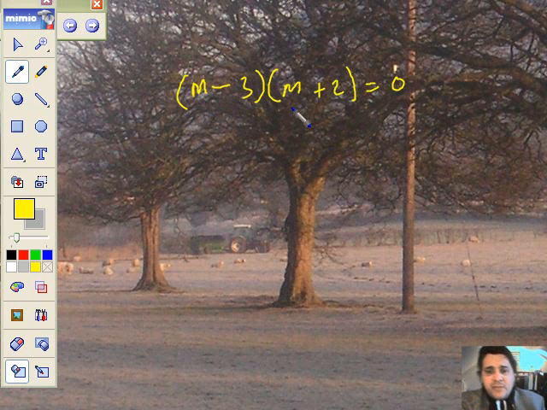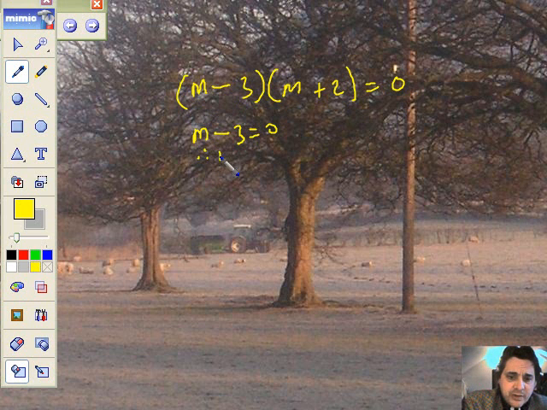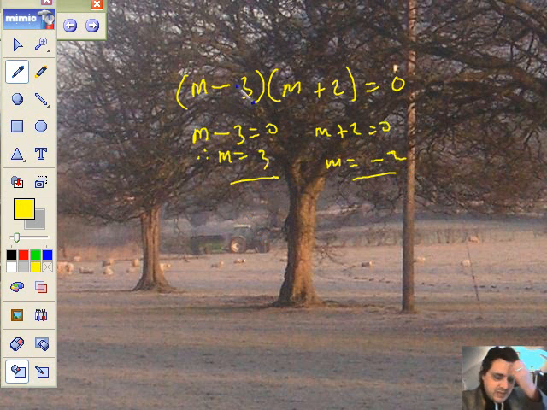m minus 3 multiplied by m plus 2 comes to 0. So let's just do this little bit. Now, m minus 3 alone equals 0, therefore m equals 3, one solution. I've got m plus 2 equals 0, therefore m equals minus 2. Now look, if you multiply this out and simplify down, you get a quadratic equation with m squared in it, plus some m's, plus minus 6 at the end.